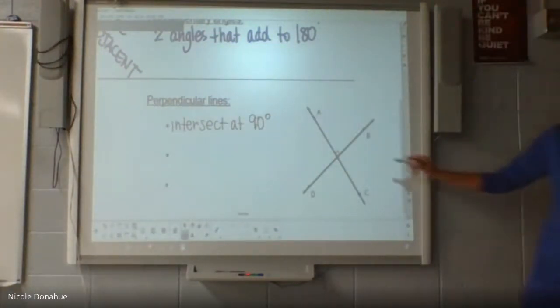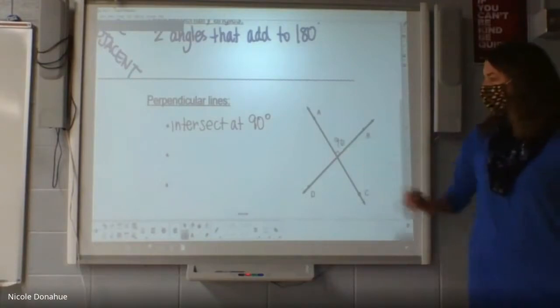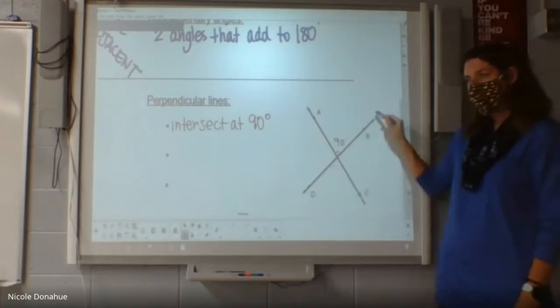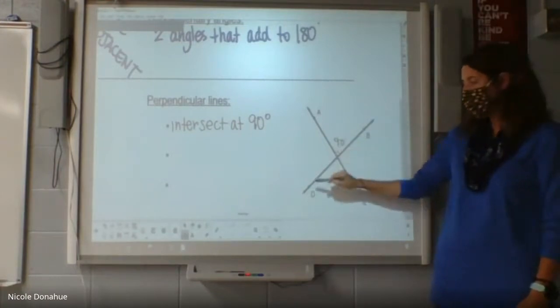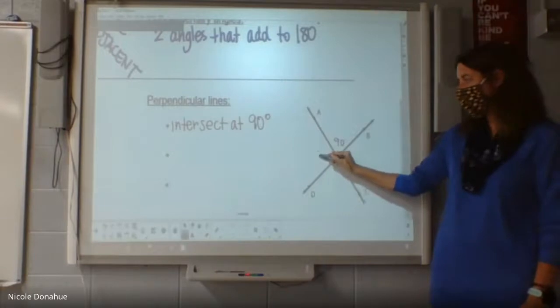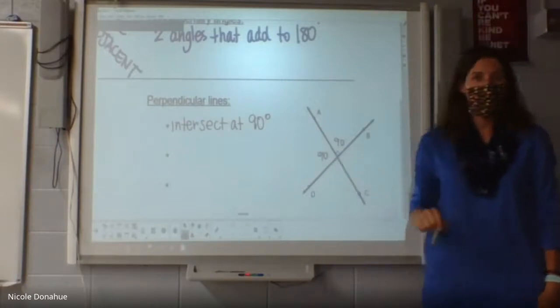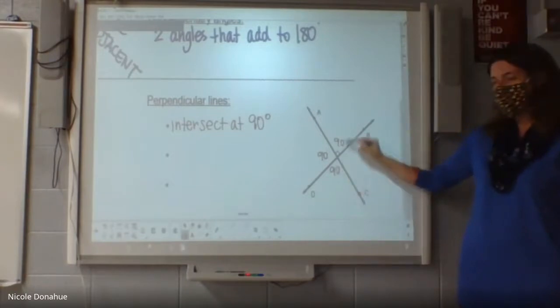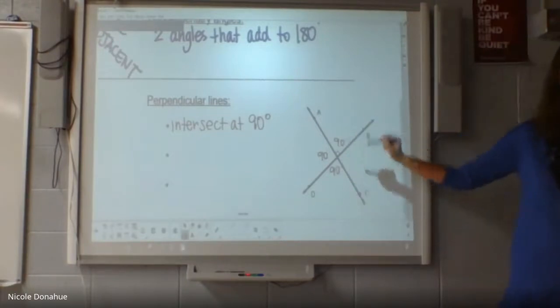Now, if this one is 90 degrees, knowing what we know about angles now and lines, what can I conclude about the other angles in this drawing? Yeah, they're also 90 degrees. Can you guys see that? So this is a straight line. If this is 90, together they have to be 180, so this also has to be 90. If that's 90, this one has to be 90. And that could also be because of those vertical angles we learned about last time.